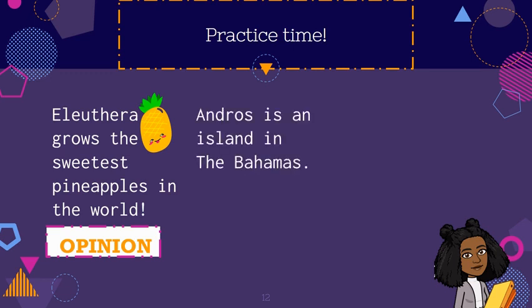Our next sentence. Andros is an island in the Bahamas. And there you have it. It is a fact. This is something that can be proven true.